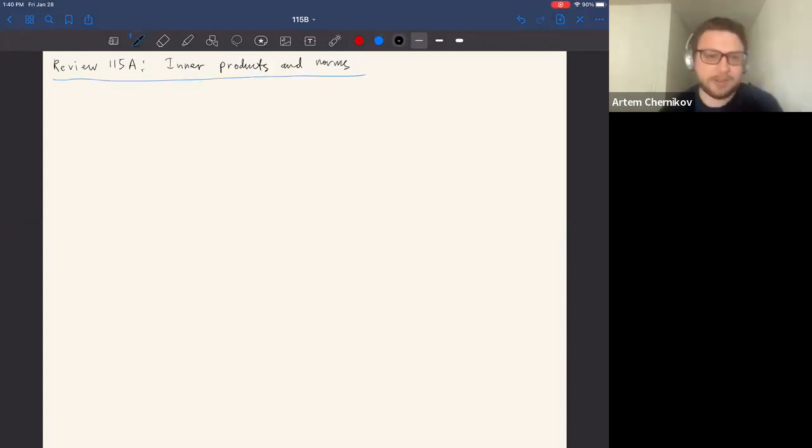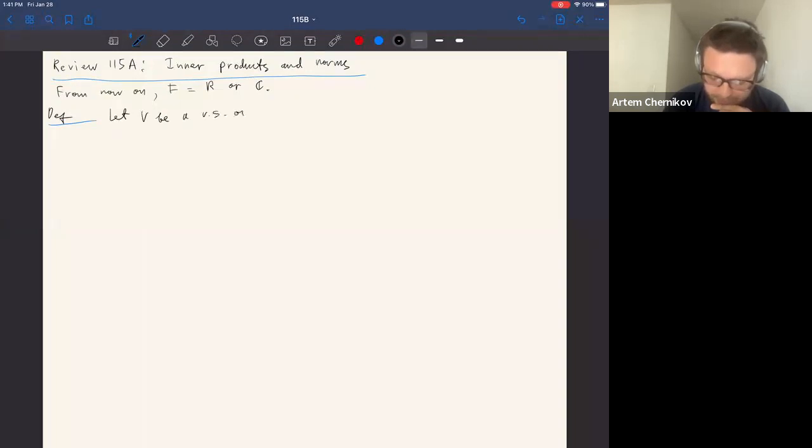I assume you've all seen this, but again, I think it's good to make sure we're on the same page. So when talking about inner products and norms, we want to restrict the field of scalars to be either the reals or the complex numbers. So from now on, F is either R or C. I recall the definition of inner products. Let V be a vector space over F.